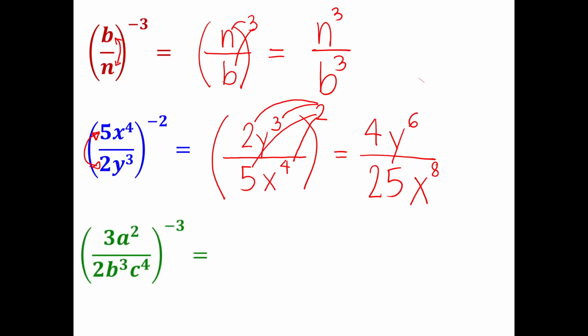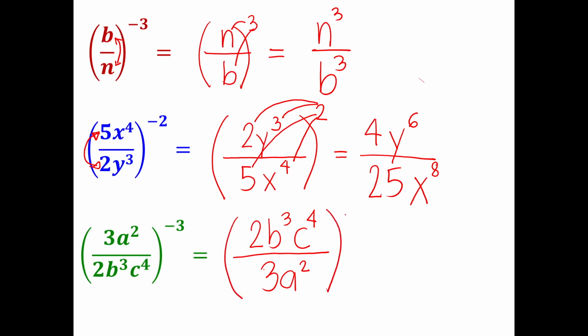Who can tell me what to do here? Interchange. So what do we write on top? 2b cubed, c raised to 4. What about the denominator? What do you write? 3a squared. And what will happen to negative 3? It becomes positive 3.